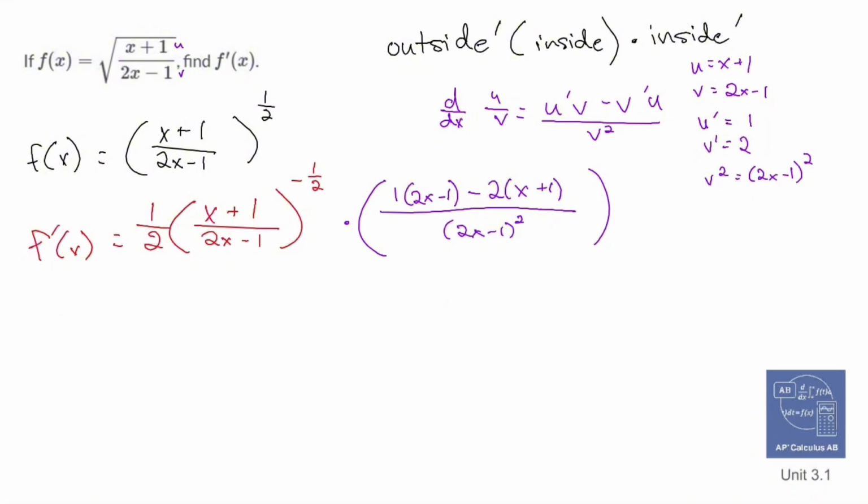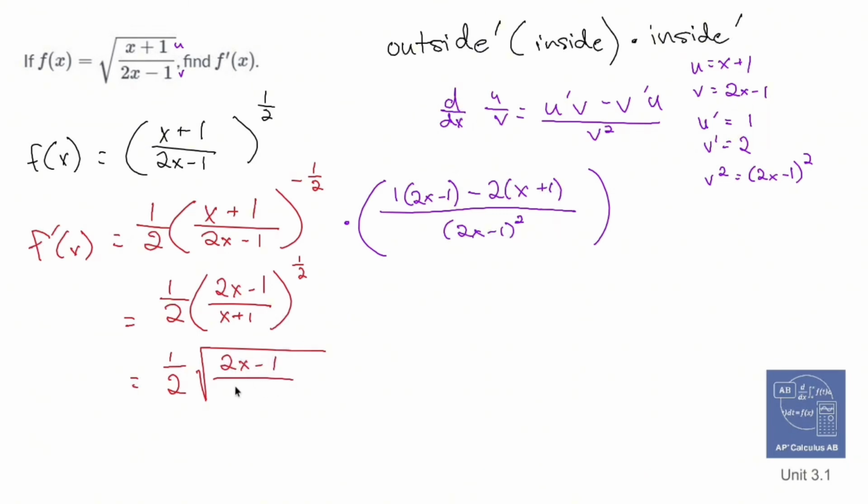Okay, so what can I do here in red to kind of clean it up? Well, negative exponent means you could take a fraction and completely flip it. So why don't we do that? 1/2. Take a fraction and completely flip it. So 2x minus 1 over x plus 1, right, to the positive 1/2. And now I could just make that a big square root again and everybody's happy. So I get 1/2 big square root of 2x minus 1 over x plus 1. I will leave that as that.